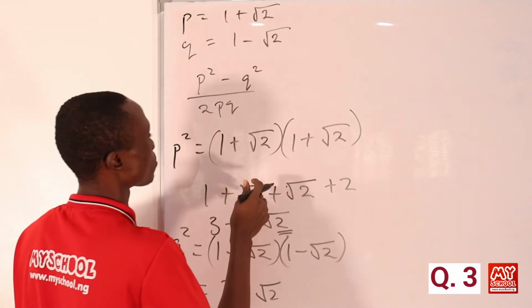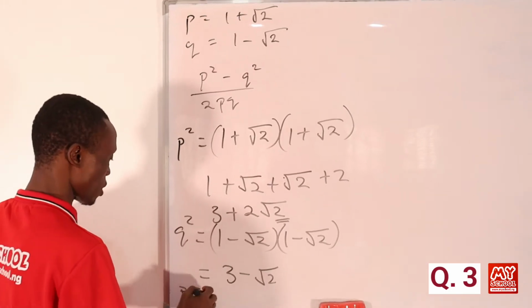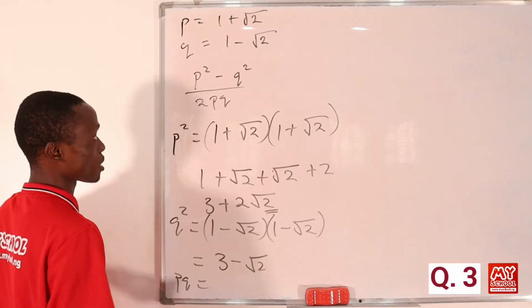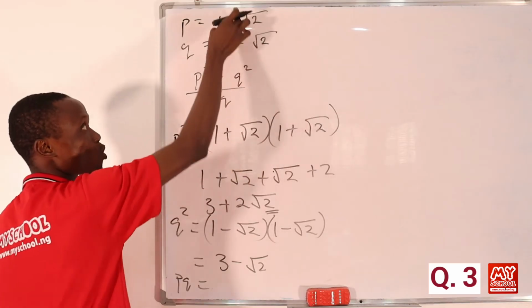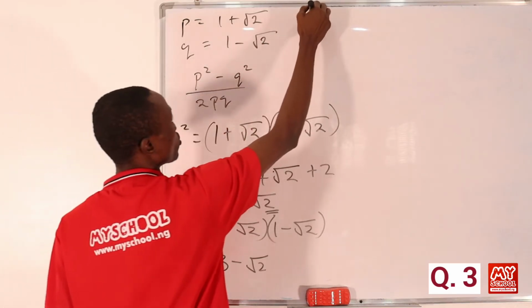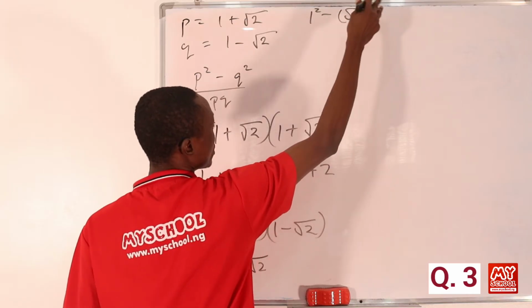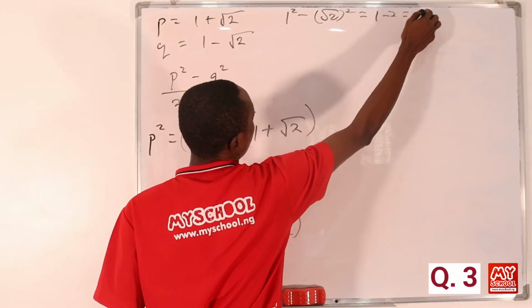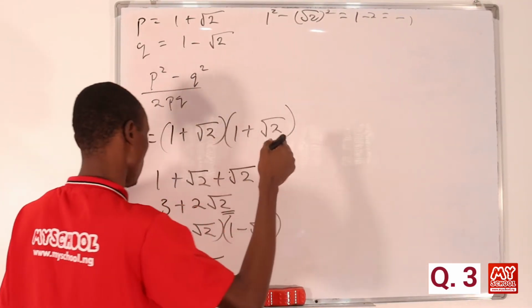Then let's get our pq first, because we are going to use it here. For our pq, more or less we are multiplying these two together, and these are just a difference of two squares. One is plus, one is minus. So in this case, we just square 1, then we square root 2 also. So if we do this, at the end of the day, we'll be having 1 minus 2, which will be equal to minus 1. So we already know pq to be equal to minus 1. So let's put in our values.